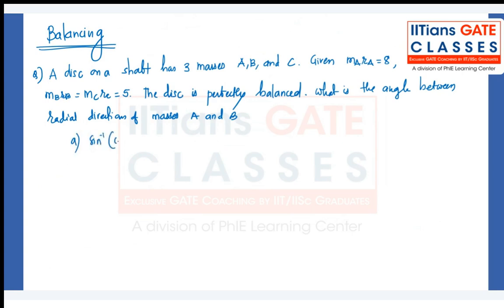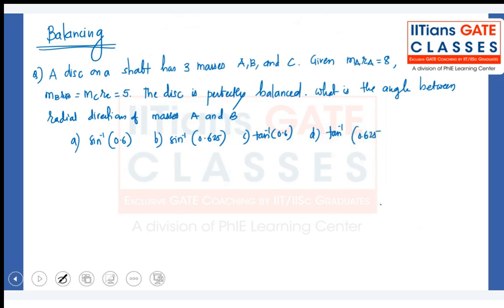Options are: A, sine inverse of 0.6; B, sine inverse of 0.625; C, tan inverse of 0.6; and D, tan inverse of 0.625. Start solving this question. Draw the figure first, then it will be easy for you to understand the problem. Let me try to solve this.